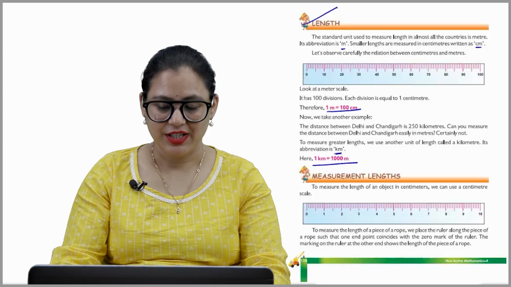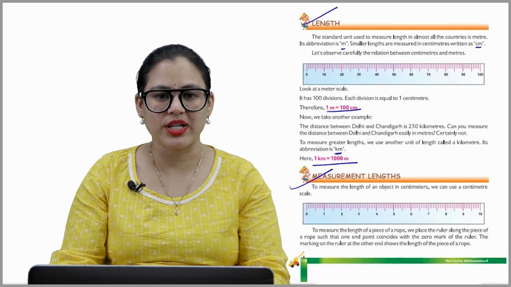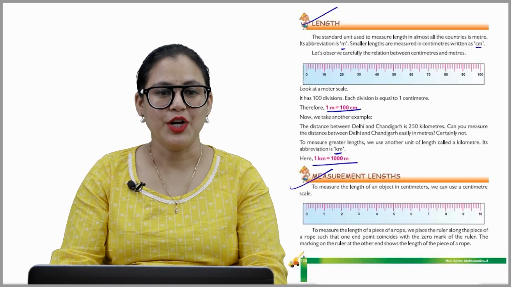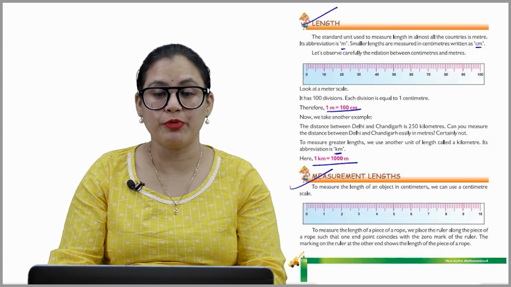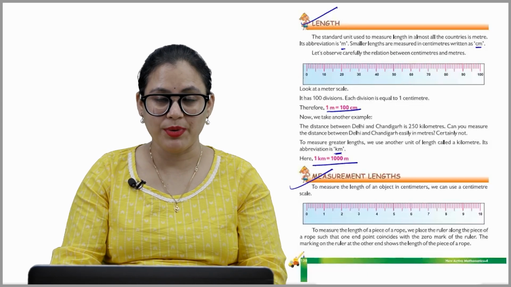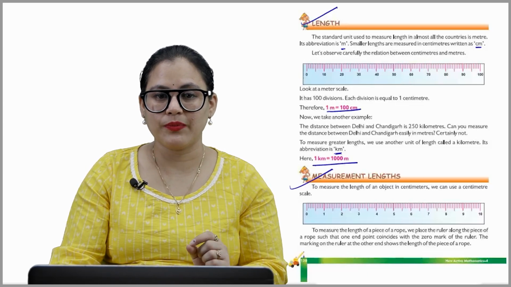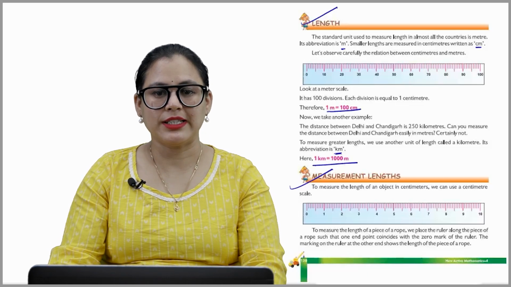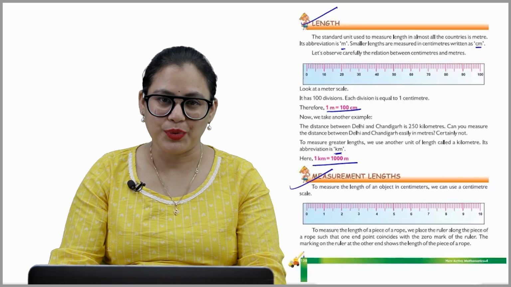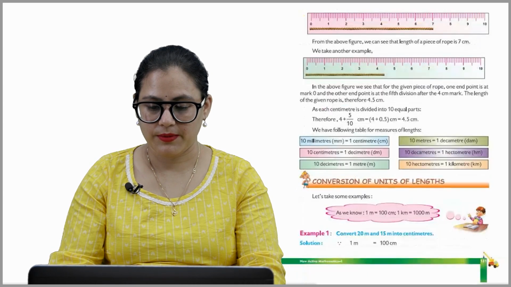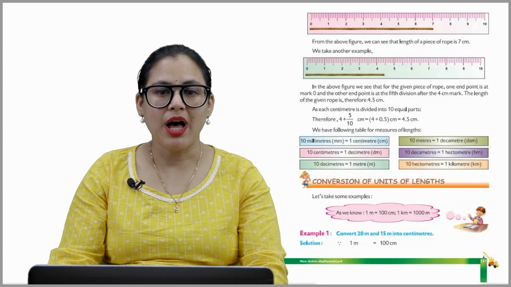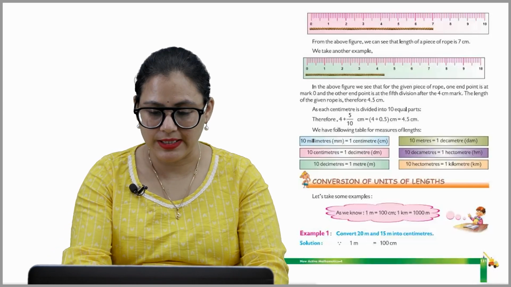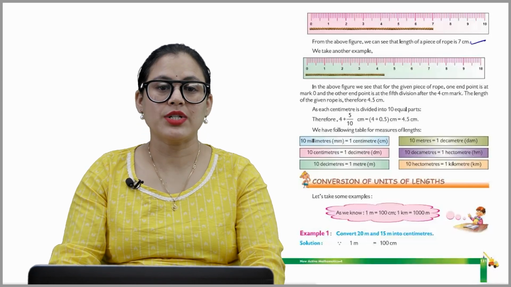Measuring length. To measure the length of an object in centimeters, we can use a centimeter scale. See, this is the centimeter scale. To measure the length of a piece of rope, we place a ruler along the piece of rope such that one end point coincides with the 0 mark of the ruler. The marking on the ruler at the other end shows the length of the piece of rope. From the above figures, we can see that the length of the piece of rope is how much? See, 7 centimeter.